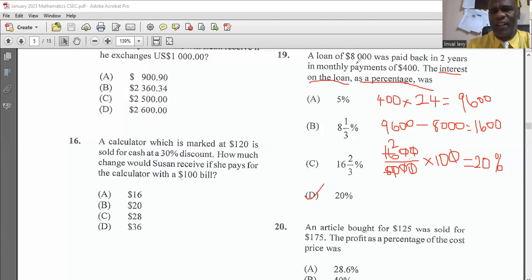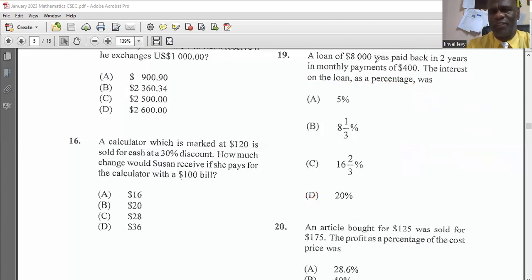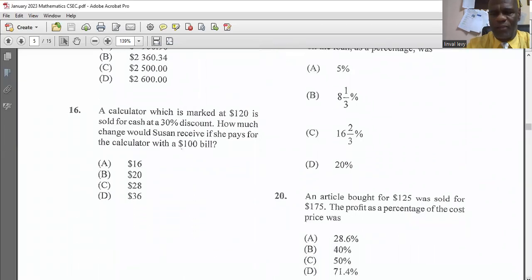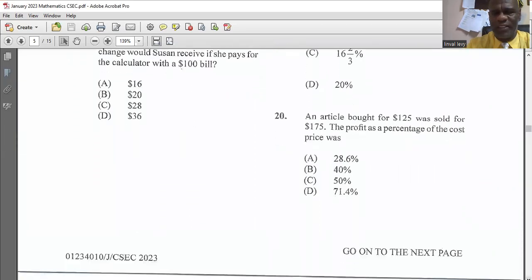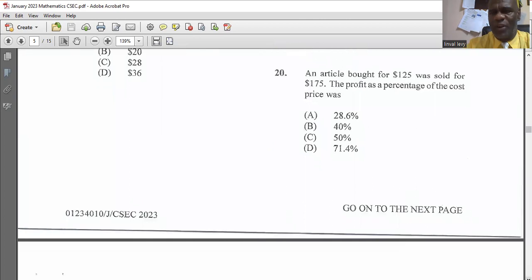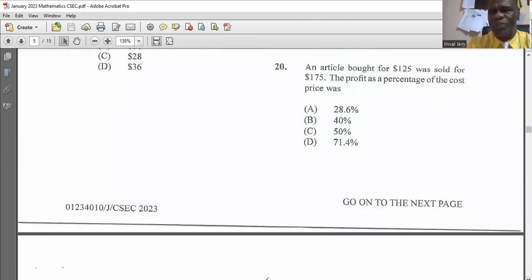Okay, to clear this, move to the next number. Number 20. An article bought for $125 was sold for $175. In this case, they were looking for profit because they sold the thing for more than they bought it for. So you say the profit as a percentage of the cost price. That's what we want to find.